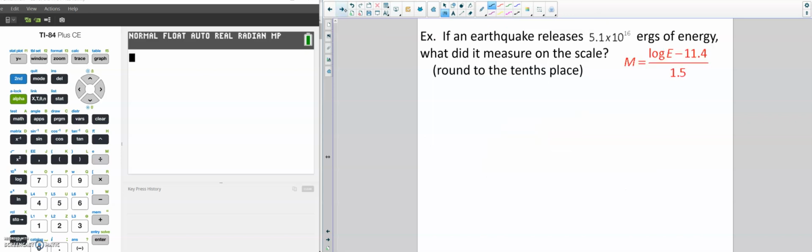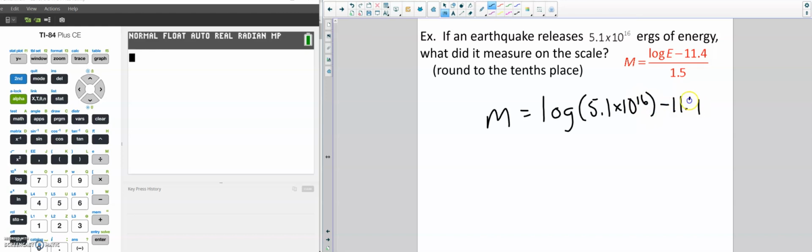So looking at using this, if we have an earthquake that releases 5.1 times 10 to the 16 ergs of energy, what did it measure on the Richter scale? Pretty straightforward, we can just plug in. M equals log of E, which is 5.1 times 10 to the 16, minus 11.4, all over 1.5. And we can plug that directly into the calculator.